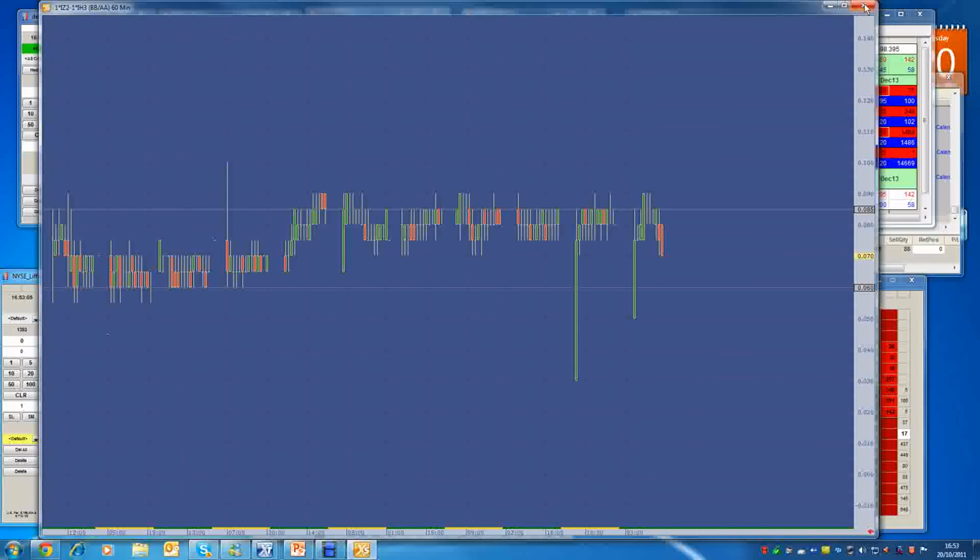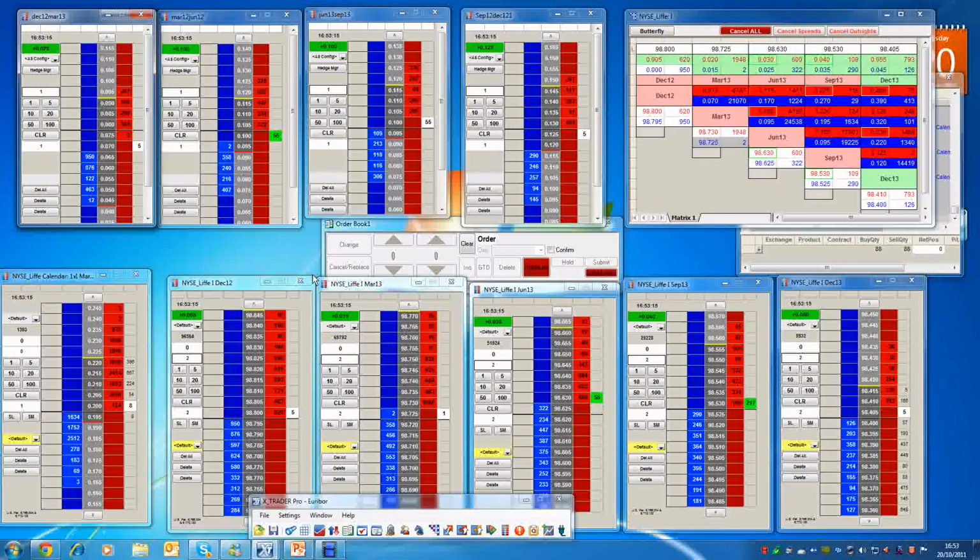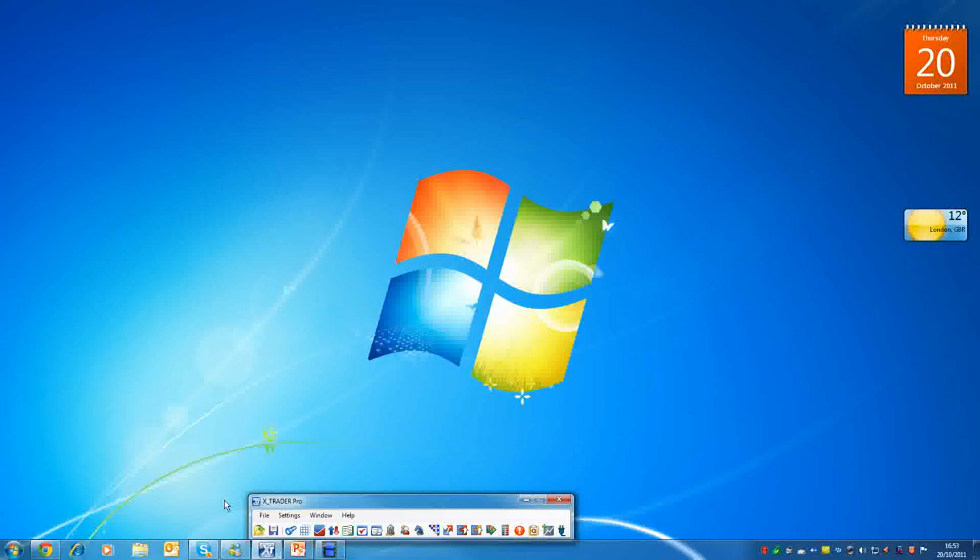I'm just going to do a quick summary. These are the FTSE levels, Bund levels.